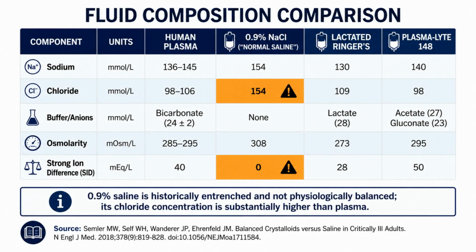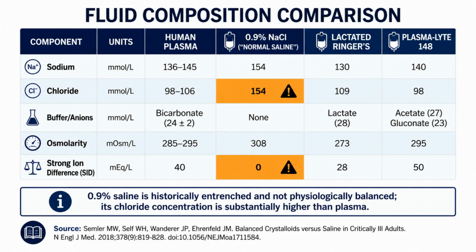Human plasma sodium is usually around 136 to 145 millimoles per liter, and chloride is about 98 to 106 millimoles per liter. 0.9% sodium chloride contains 154 millimoles per liter of sodium and 154 millimoles per liter of chloride. That chloride concentration is far above plasma. Lactated Ringer's and Plasma-Lyte are closer to plasma chloride and contain metabolizable anions that act as buffers after metabolism. The point is not that saline is always wrong. Saline has important roles. The point is that large saline exposure is not chemically neutral.